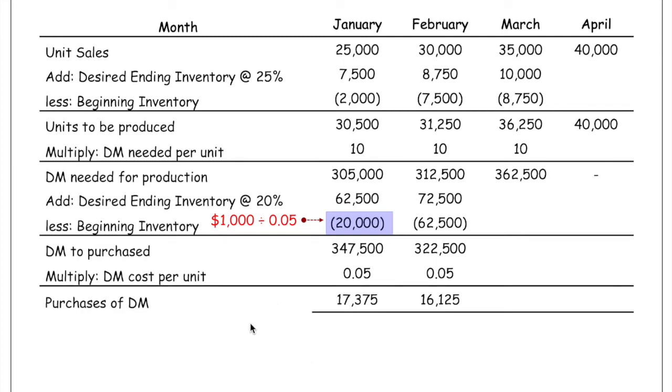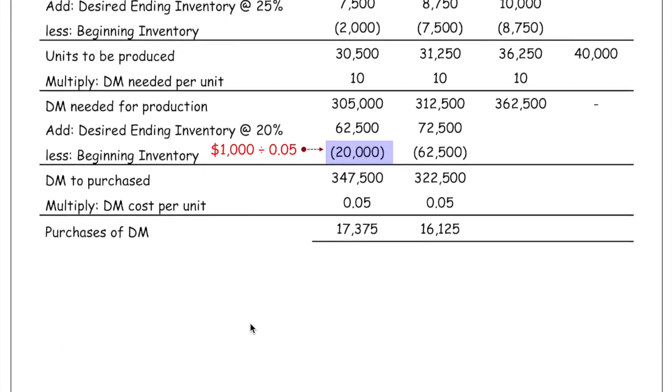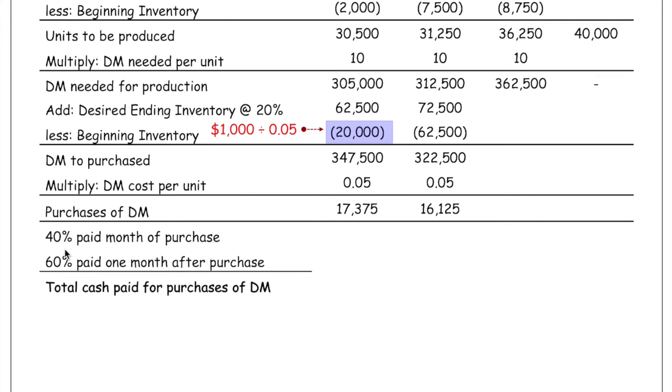Now that the firm has planned out how much DM they're going to be buying, the next step is to figure out when are we going to be paying for all of this DM. And at this point, what you're looking for in the problem is essentially the firm's payment policy for purchases of DM. Once again, every firm is going to have a different payment policy. So in this case, we pay for 40% of the purchases in the same month, and 60% is going to be paid 1 month after the purchase. And so we're going to apply this payment policy to our purchases of DM.